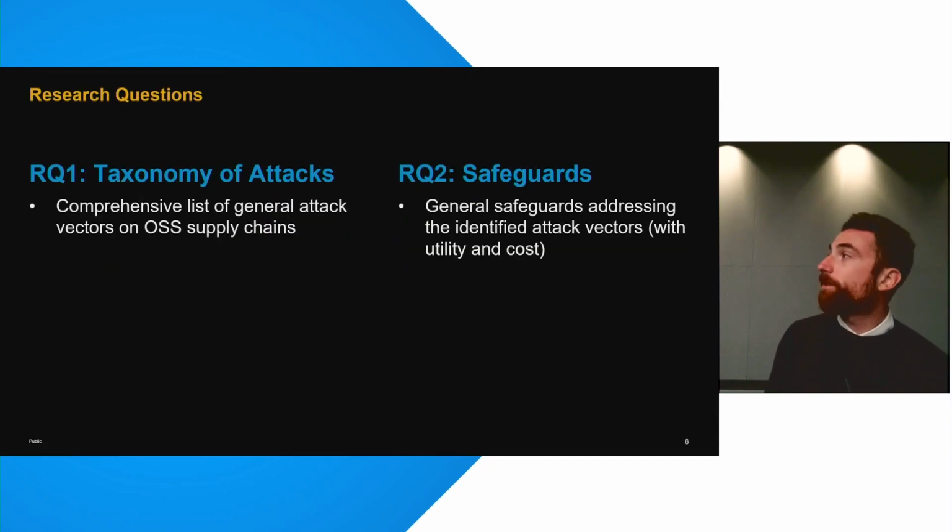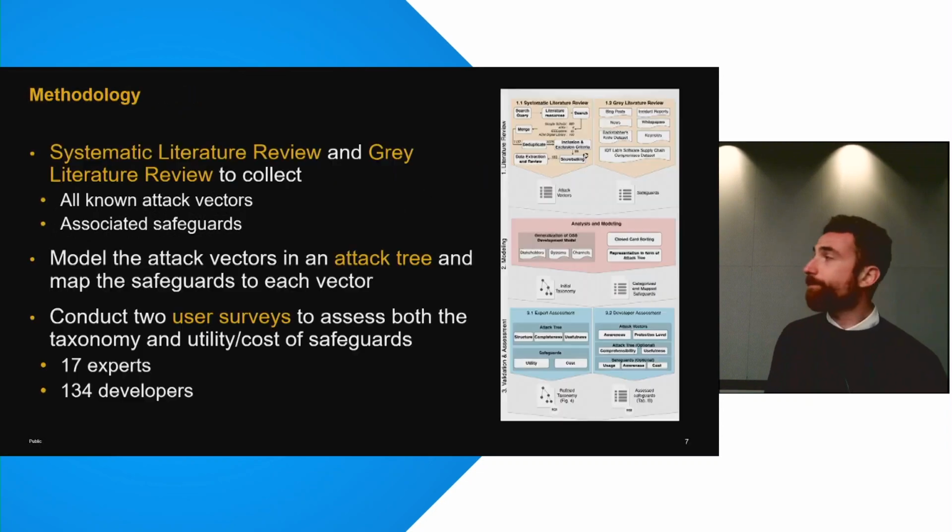The research questions that we wanted to answer are the following. First of all, we wanted to have a comprehensive list of the general attack vectors on the open source software supply chains that appeared and that we know, so that we can learn from past attacks. Once we have this comprehensive list, it's possible to reason about and study the available general safeguards addressing the identified attack vectors, and possibly to characterize them with utility and cost.